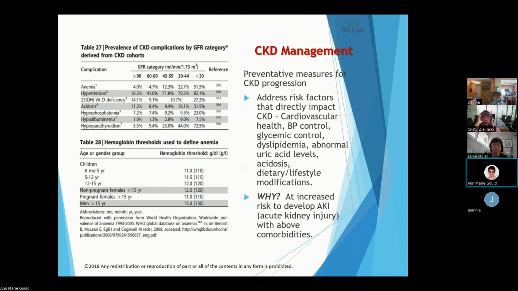And what's the why? At increased risk to develop AKI or acute kidney injury with the above comorbidities. So if you have any of these risk factors, any of these comorbidities, you are at risk to develop CKD, AKI, acute renal failure down the road. So that's why it's really important to keep an eye on that.